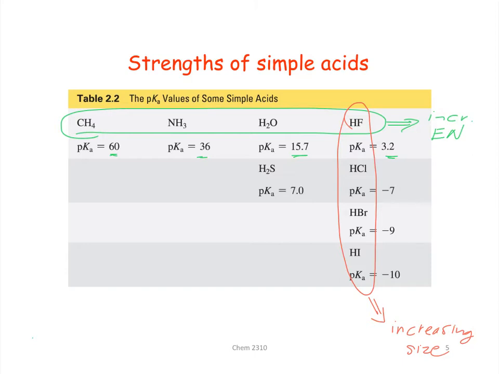All right, we can also see that same trend here between water and hydrogen sulfide, right? H2O and H2S. Notice that water has a pKa of 15.7. Hydrogen sulfide has a pKa of 7. So the same trend is taking place. Sulfur is a bigger atom than oxygen, so it can better hold a minus charge.